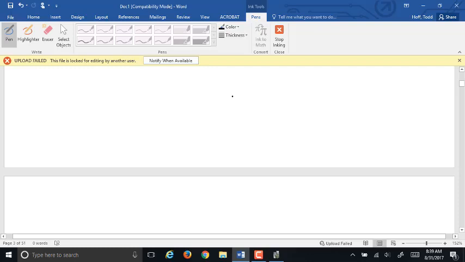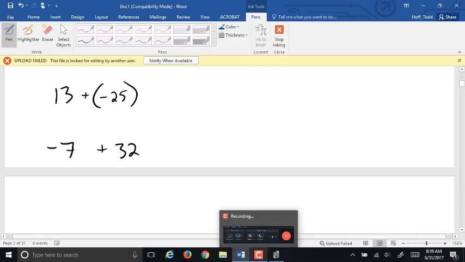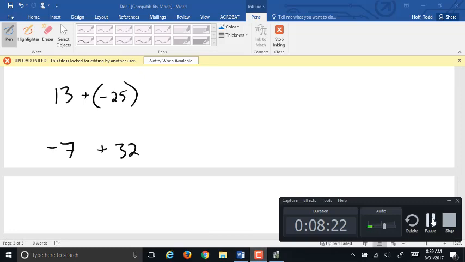So in your notes, I want you each to try a couple here right now. I am going to have 13 plus a negative 25 and negative 7 plus 32. Try those two in your notes. We're going to go over them here in just a few seconds.